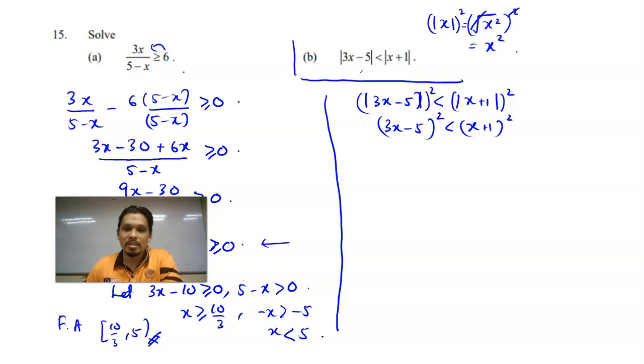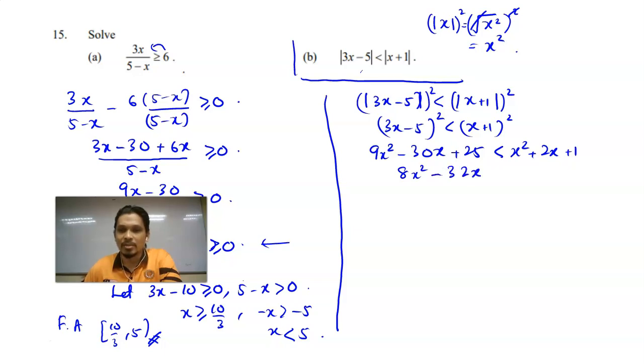So expand this: 3x times 3x, 9x squared. 3 times negative 5, negative 15, double, negative 30x. Negative 5 times negative 5 is plus 25, less than x times x, x squared plus 2x plus 1. 9x squared minus x squared is 8x squared. Negative 30 minus 2 is negative 32x. 25 minus 1 is 24, less than 0. Okay, so 8, 32, and 24, which we can factorize or divide by 8, right?